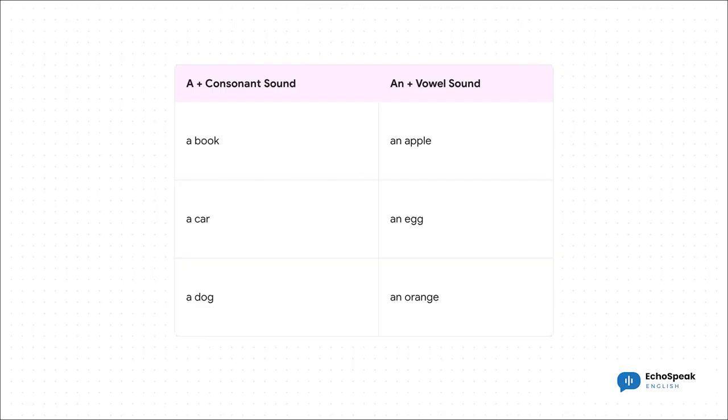And choosing between them, it's not really about spelling, it's all about making the sentence easier to say. Your mouth naturally wants to flow. So a consonant sound like the B in book gets a. A vowel sound like the A in apple gets an to create a kind of smooth bridge between the words. Just try saying a apple. It feels a little clunky, right? An apple just rolls off the tongue.